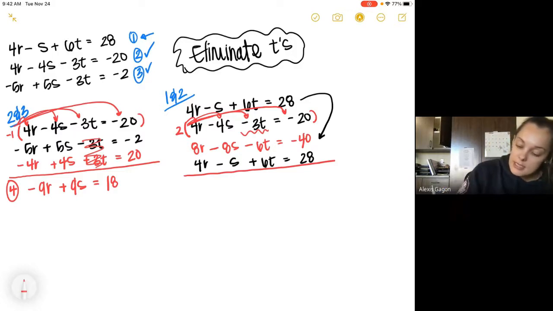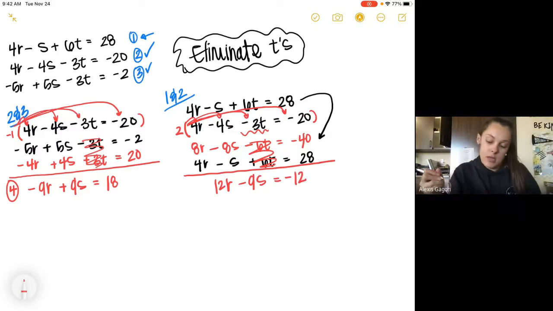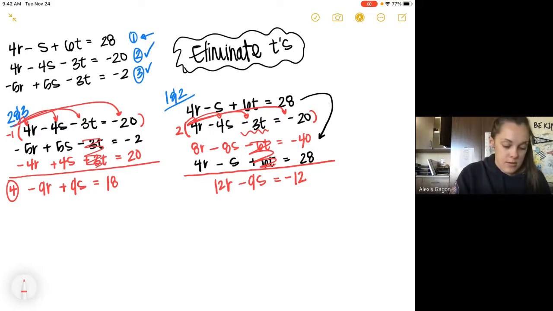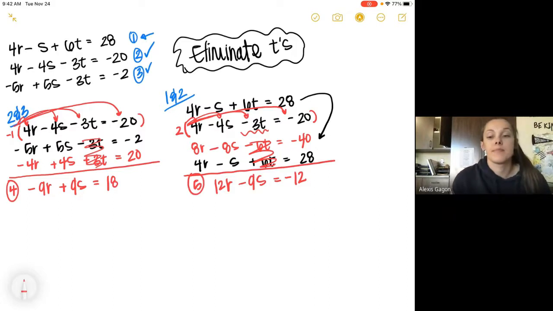So again, the t's cancel out, which is what we wanted to happen. 8r plus 4r is 12r. Negative 8s minus s is negative 9s. And that equals negative 40 plus 28, which is negative 12. I think, yes. And this is going to be called equation number 5. Any questions so far with how we've gotten to this point?